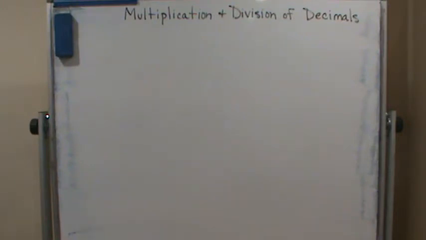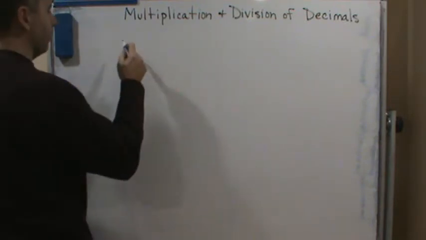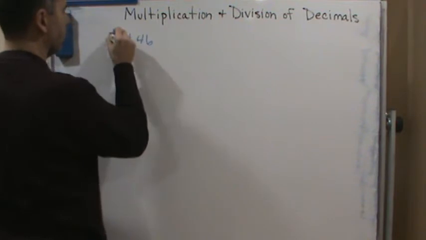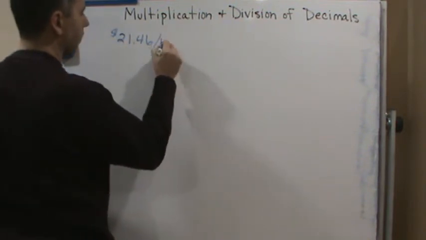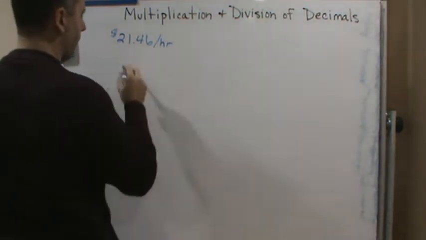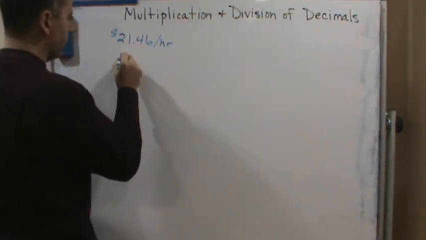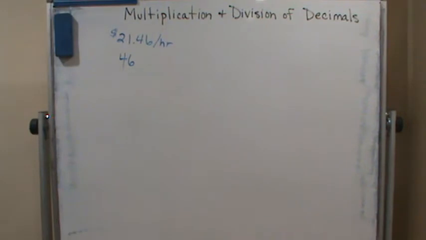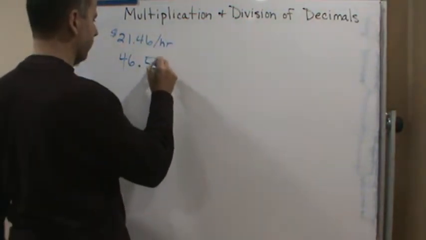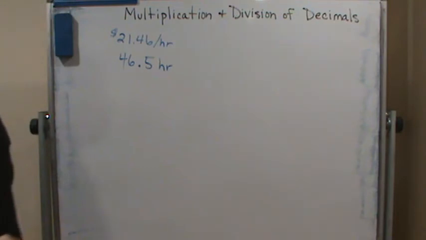Okay, well, $21.46 is the hourly rate, right? And she worked 46 and a half hours that week. So we want to know her gross pay.